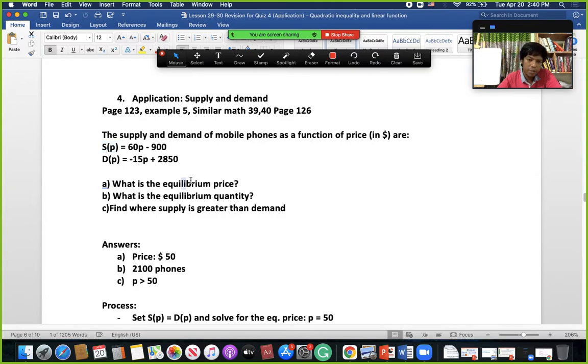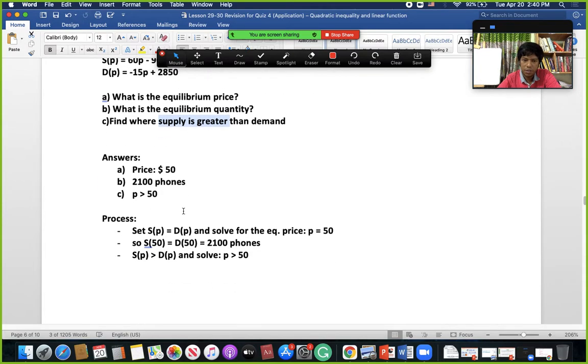So for equilibrium here, we just write supply equal to demand. Then you just do the calculation for P. And the obtained P, we put back here to find out the quantity. And then we find where the supply is greater than the demand. So SP is greater than DP, we do the calculation. These are the answers. This is the thinking process that you do.